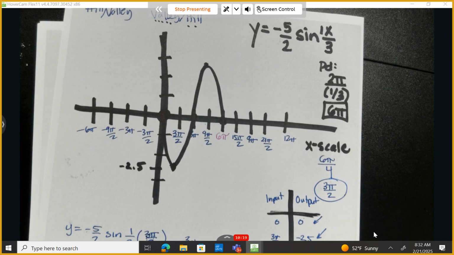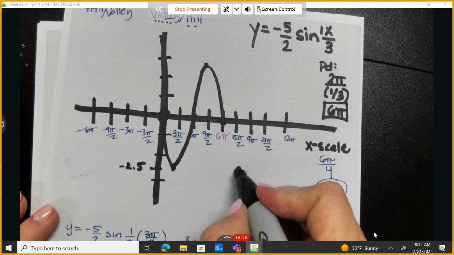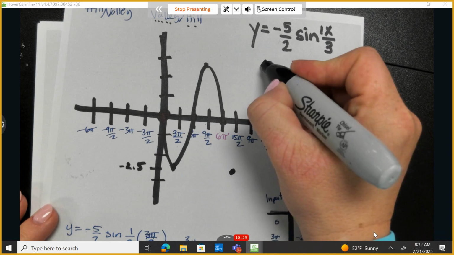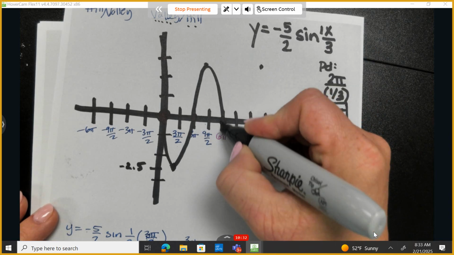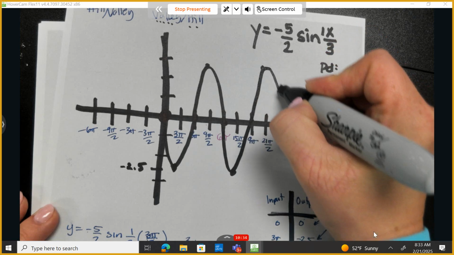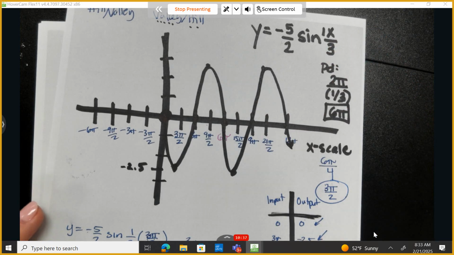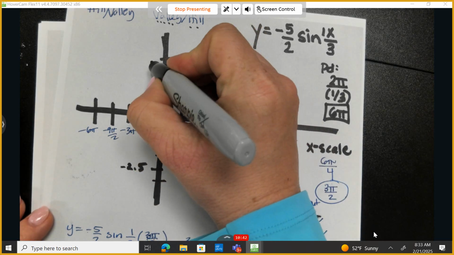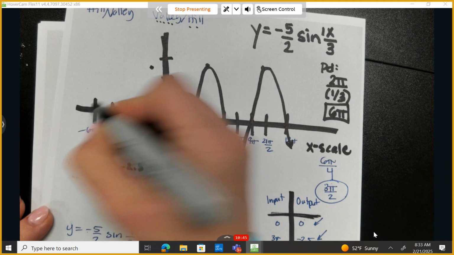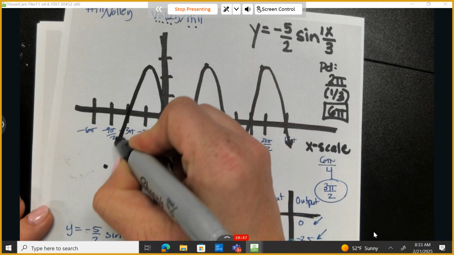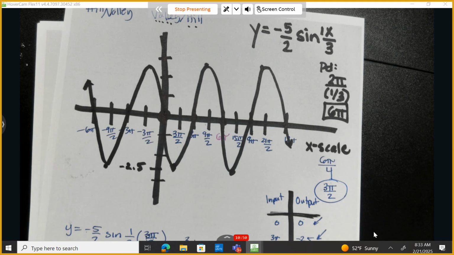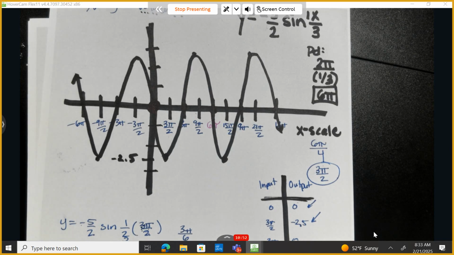Now, I would like you on your paper or on the board to now continue that. Do one more cycle to the right and one more cycle to the left. Please be as accurate as possible. Aaron, you can look at my graph or you can look at the graph in front of you.